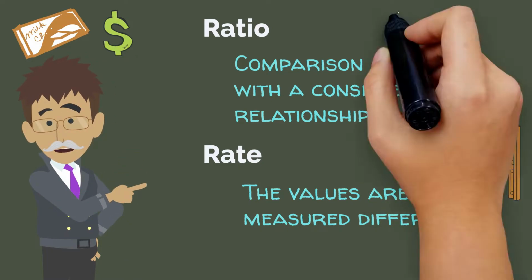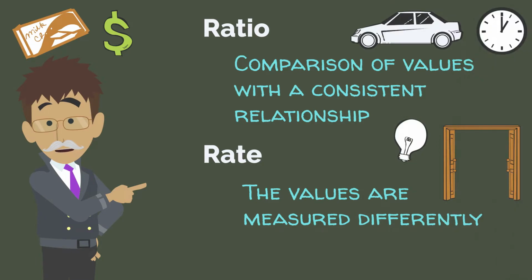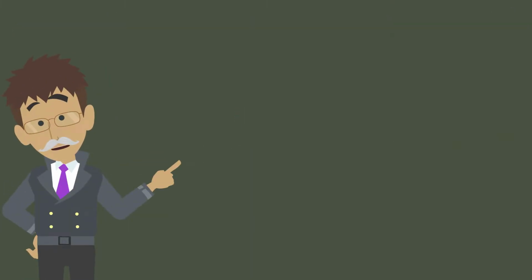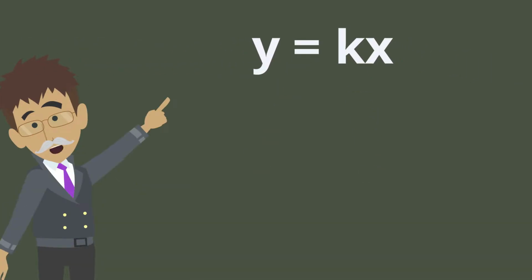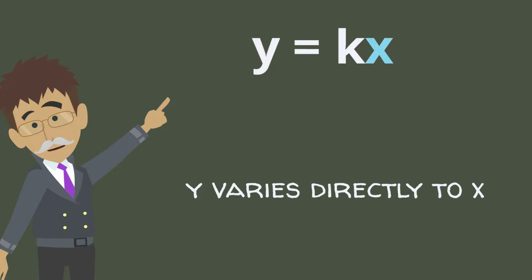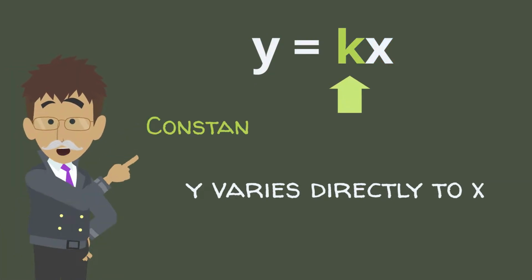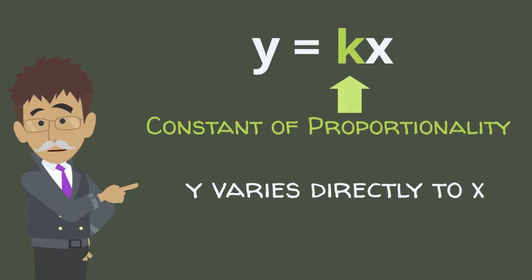We can multiply the unit rate by the number of times it happened to find a total, represented by the equation y equals kx. The result, y, comes from multiplying the unit rate, k, by the number of times it occurred, x. In this case, we say that y varies directly to x. The variable k is also known as the constant of proportionality.